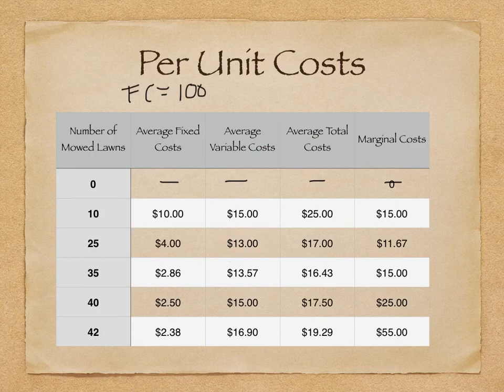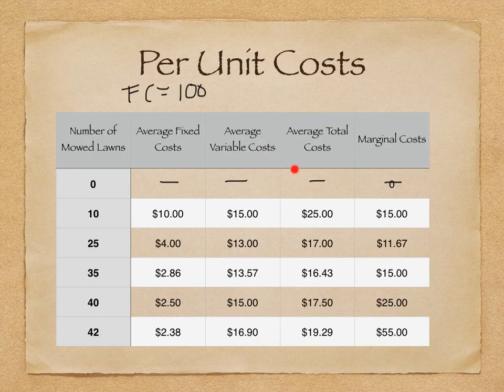So the average variable cost is simply taking the variable cost and dividing it by the number of goods that are produced. So if your variable costs were 710, divided by 42 is equal to 16.90. So you can construct your variable cost by taking your average variable cost, multiplying it by the number of mowed lawns, and that would actually equal your variable costs.